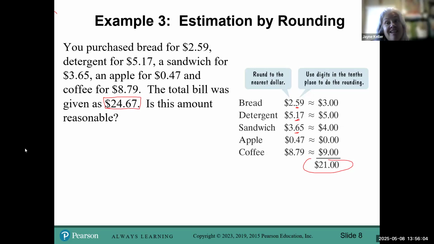And actually, it's a different way of estimating, but if I really am concerned about, you know, if I have enough cash, I would round them all up. That way I know I'm not going to go over. But if I'm just checking whether my bill is right, I like this way.